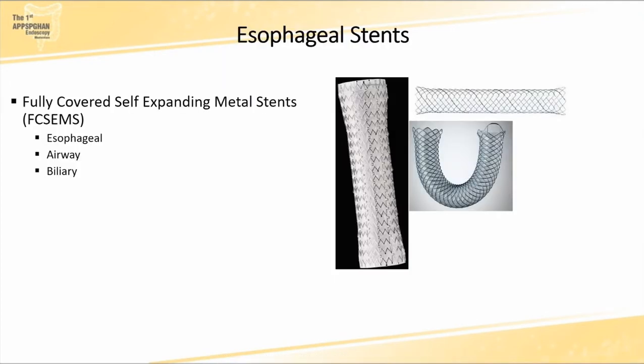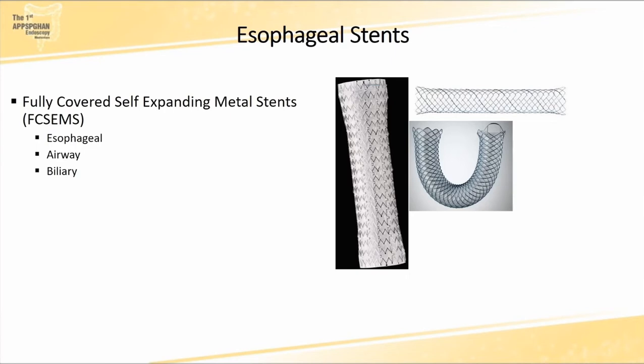Now let's turn our attention to esophageal stents. By far, the most commonly used stents are the fully covered self-expanding metal stents. These are made up of nitinol metal, which is a shape-memory metal that allows you to have them compressed so they're easy to pass, and then they will expand fully, typically with heat. They're made for the esophagus, airway, and the biliary tree.